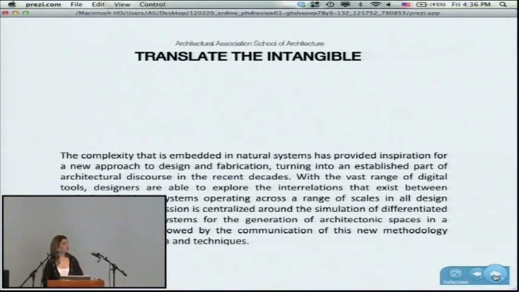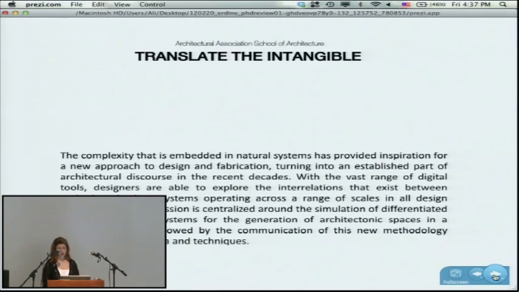So in this session, we are focusing on the complexity that is embedded in natural systems, and we are looking at the algorithmic processes of designing generative systems, centralizing basically around the simulation of differentiated interdependent subsystems for the generation of architectonic spaces in a variety of scales. So basically, we are focusing in this session on system design, we could call it, and how to generate dynamic systems and obviously how to represent them.